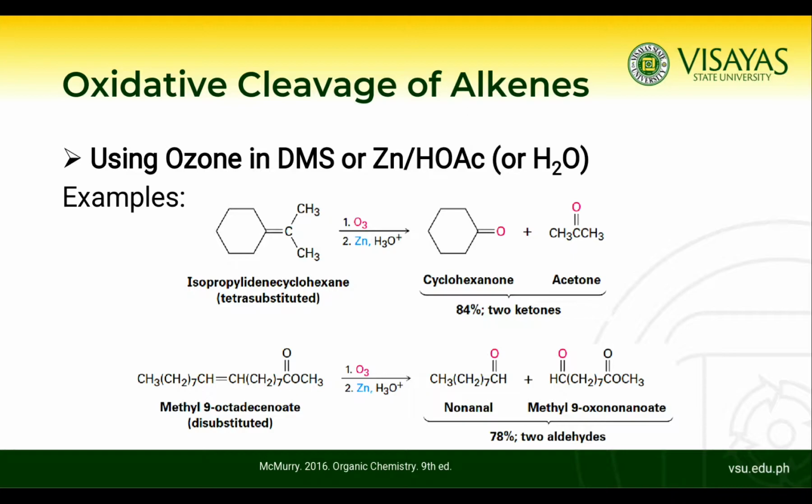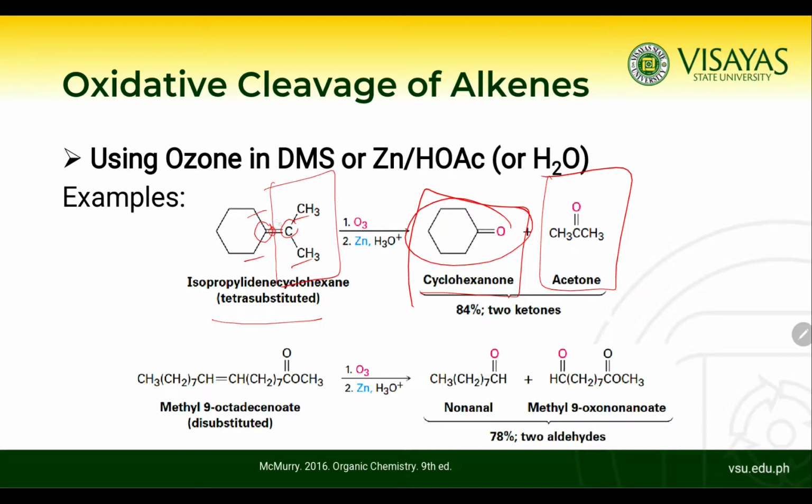Example here, we have a tetra-substituted double bond. So, we have all alkyl groups, carbons bonded to our two carbons sharing the double bond. So, we form two ketones. What we do is split it in the middle, okay? Then this will be bonded to oxygen, just like here. And this one here, also bonded to oxygen. So, it becomes acetone.